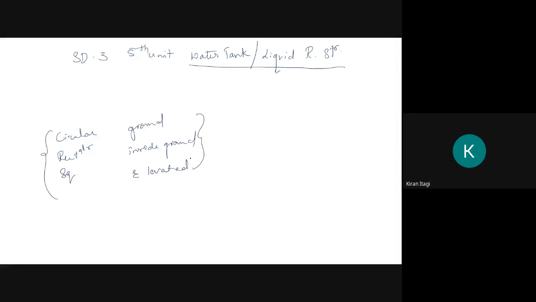So today, as per the syllabus, we will go for the design of circular, square and rectangular water tanks. Before going to that, we will see what water tanks are. Water tanks are nothing but structures to store water for our daily requirement, correct? So water tanks can be divided into n number of types.